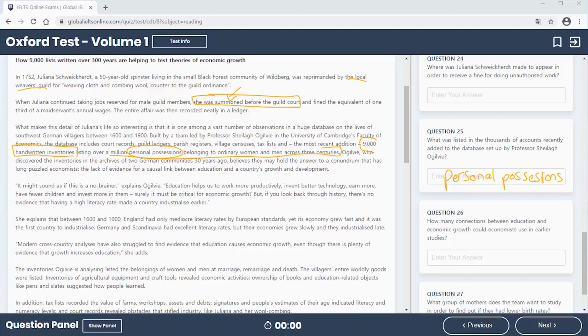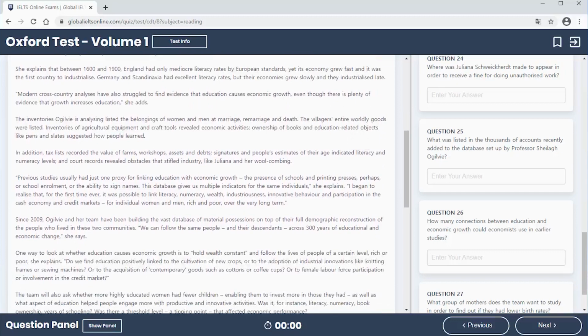How many connections between education and economic growth could economists use in earlier studies? So this is something we looked at one, this idea that there's just one proxy. In previous studies, there was just one proxy. Let me just clear this. I think I have to scroll down just to find it. Yep, here it is. Previous studies are just one proxy for linking education with economic growth. So we're looking for the connection, the link, education, economic growth. So it was just one. So you could say something like just one proxy.